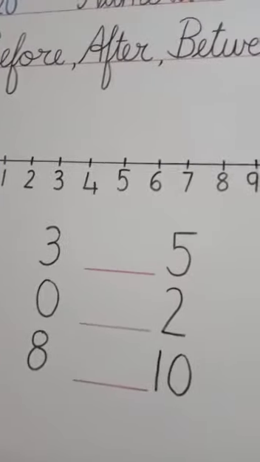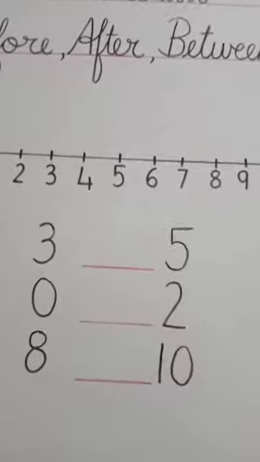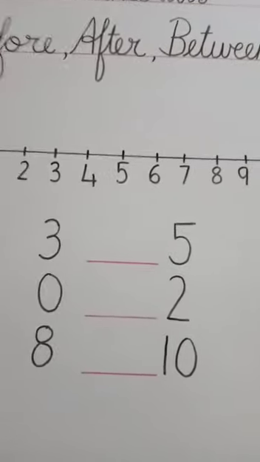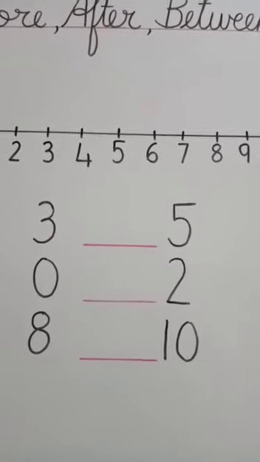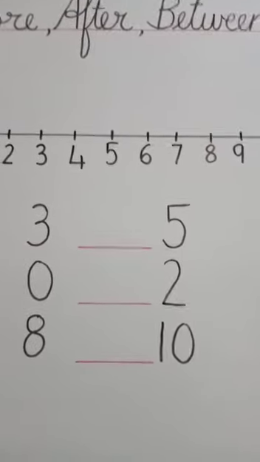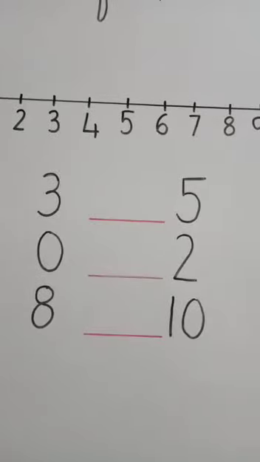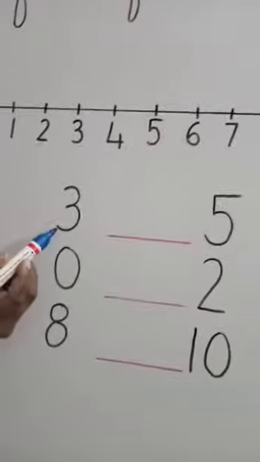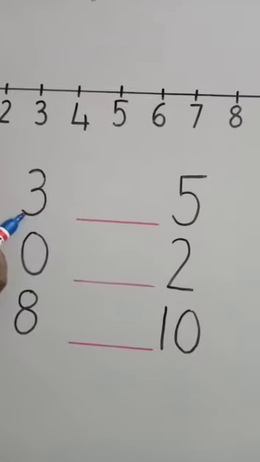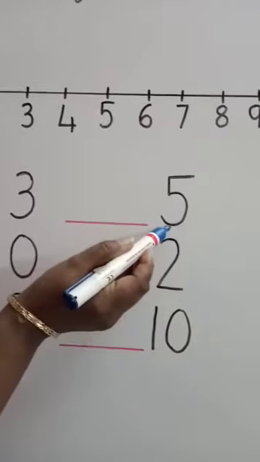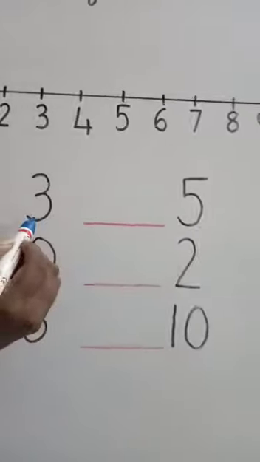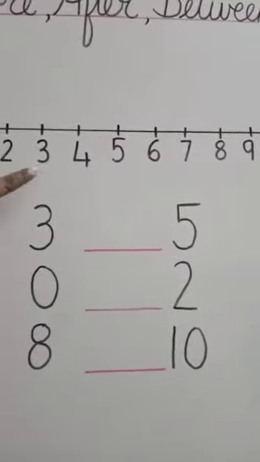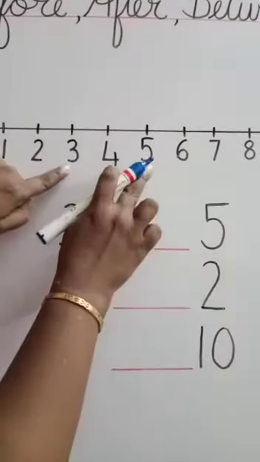Okay, children. Now our last concept, and that is what comes in between. Now I have written 2 numbers and we have to guess what comes in between those 2 numbers. Okay, so which is the first set of numbers? Let's look. Which number is this? This is 3 and there is a blank here, and this is number 5. So now let's search for these 2 numbers on our number line. Okay, so I found 3 here and I even found 5 here.